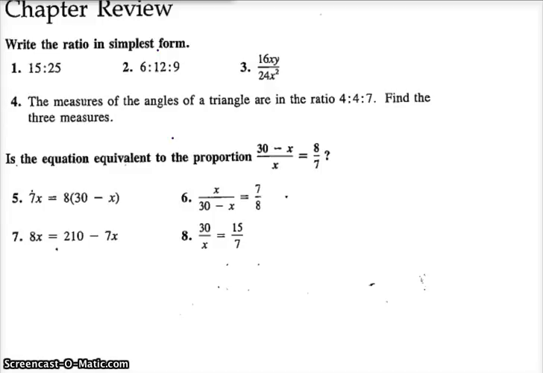Okay, write the ratio in simplest form. So if I give you the ratio in this form, you can still reduce. Look at 15, look at 25. Either put it into your calculator and do math frac, or you just see they're both divisible by 5. So I'm going to get a simplified ratio of 3 to 5.